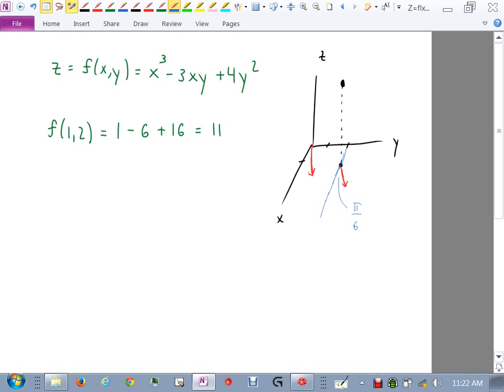Okay, now what I'm going to do is instead of trying to draw a three-dimensional, I'm just going to draw a two-dimensional picture with the x and the y. I went out 1, I went up 2, here's where I am. I know that the direction I need to point in has to give me an angle here of pi over 6. So what I need to do is come up with a vector that points in that direction, but has a length of 1, right? So how can I come up with a vector that points in that direction and has a length of 1?